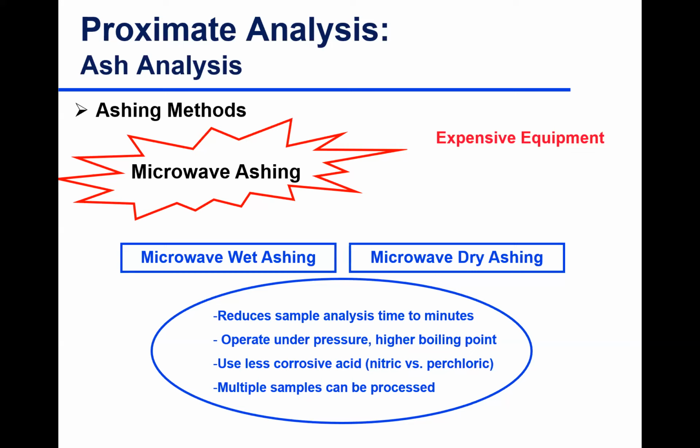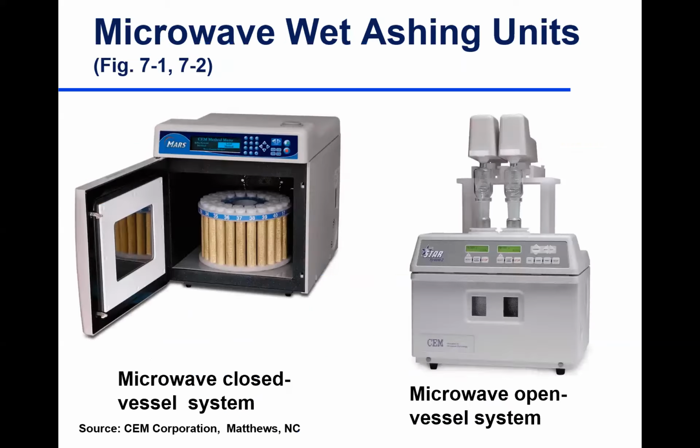Because you can operate under pressure, you can use less corrosive acid, such as nitric versus perchloric, and you can use multiple samples at the same time, depending on the type of microwave you have. So let's say this microwave, you can have up to 40 samples in the compartment, and you can operate under pressure as well. So it can be very efficient and quick. There are also open vessels that are under atmospheric pressure, but these are used when you want to process large volume samples.